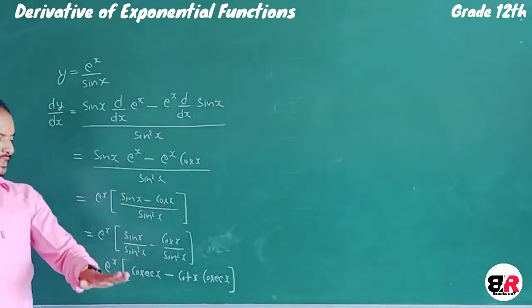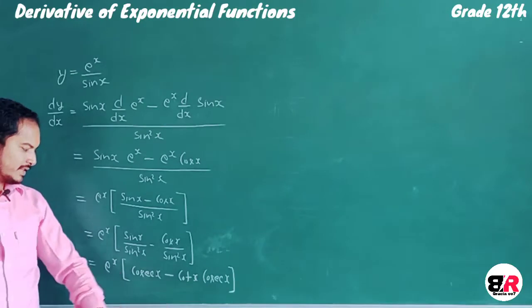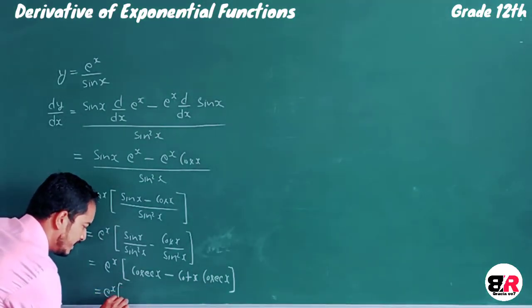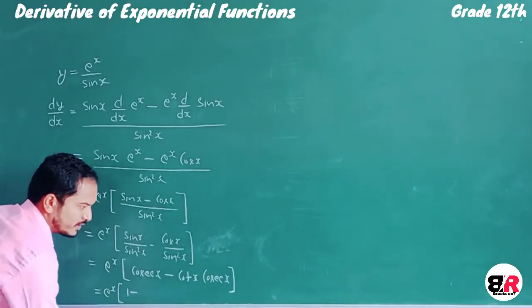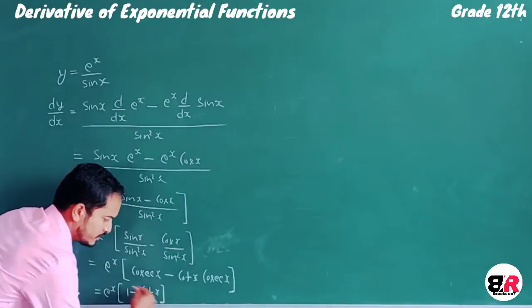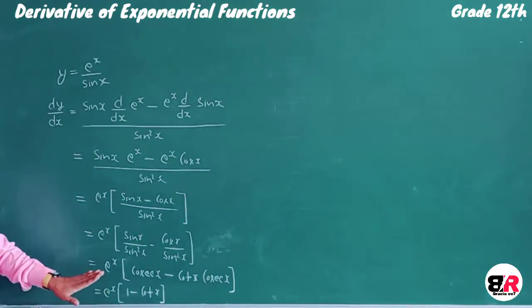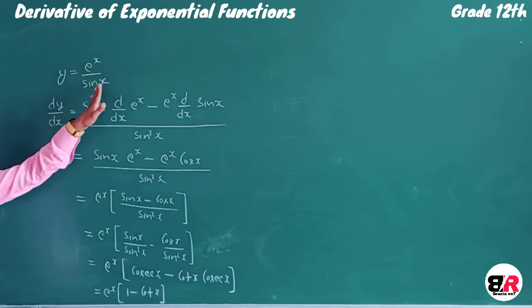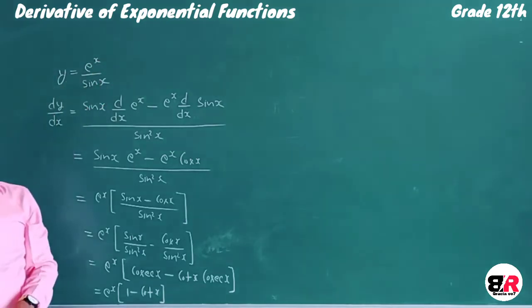Again we can take cosec x common. Here is cosec x, here is also cosec x. Then the required answer is e to the power x into cosec x into 1 minus cot x. So here is the solution, here is the derivative of the function y is equal to e to the power x upon sin x. This was our first example.